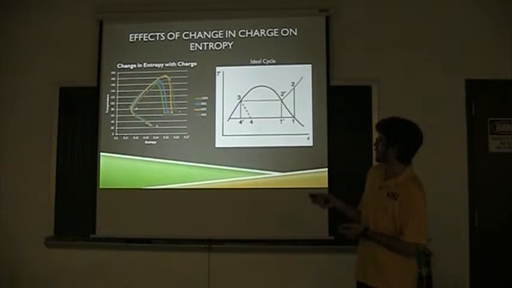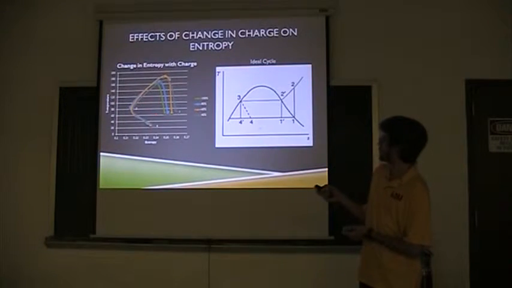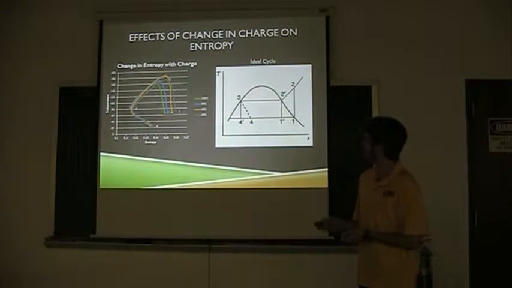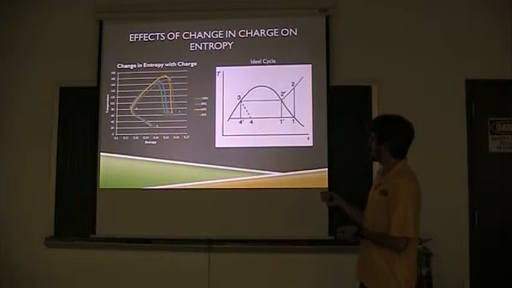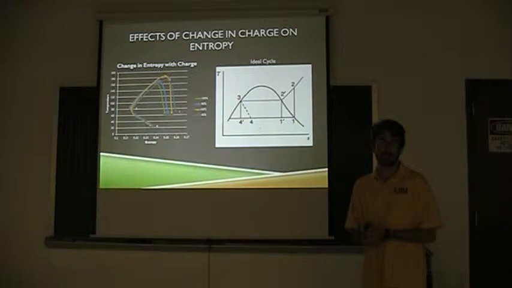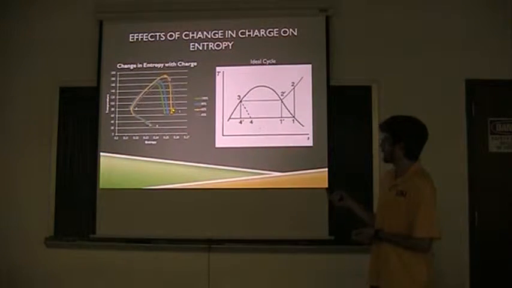This is our ideal versus real change in entropy with charge. This right here is the percentage of the original charge, so 100% is fully charged, 80, 60, 45. 45 is the lowest. As you can see, it's not the same as the ideal cycle. The biggest difference here is from 1 to 2, which would be across the compressor.